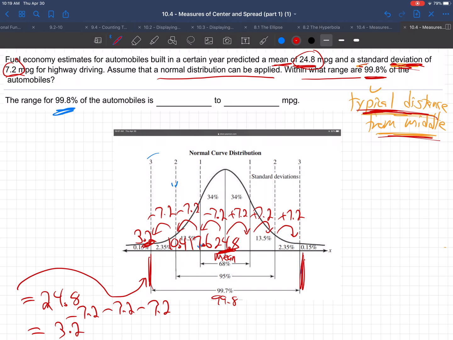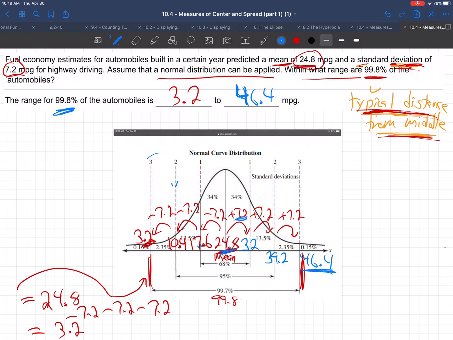Now let's go the other way. So that'd be the low. You're between 3.2, and now let's go up. So I'm going to take 24.8 and add 7.2. I'm adding the standard amount. Puts me at 32. Add 7.2 again. Puts me at 39.2. Add 7.2 one more time. Puts me at 46.4. So there's where we're at, 46.4.